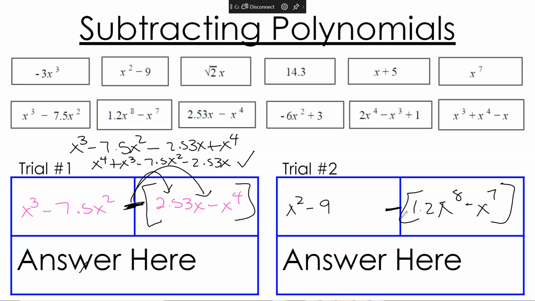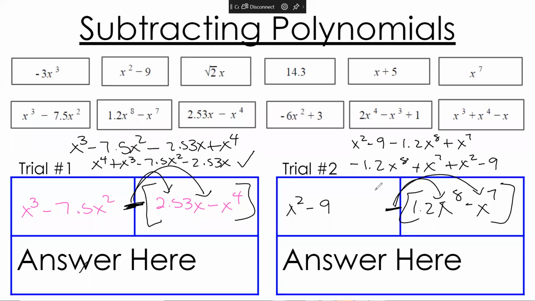We're going to do the same thing on the next one. When we distribute this, we're going to get x squared minus 9 minus 1.2x to the 8 plus x to the 7th. When I write out my final answer, I'm going to get negative 1.2x to the 8 plus x to the 7th plus x squared minus 9.